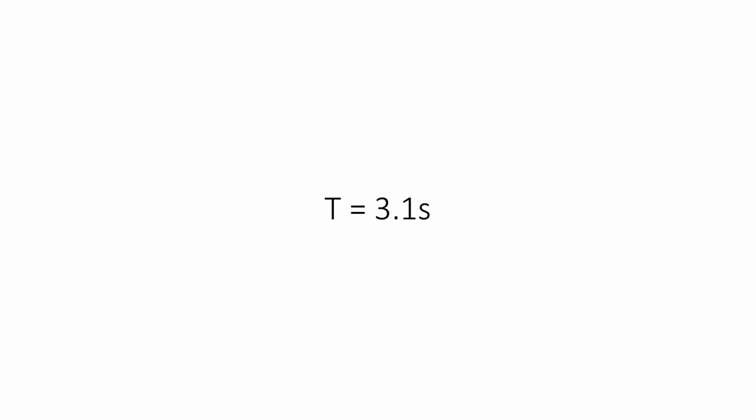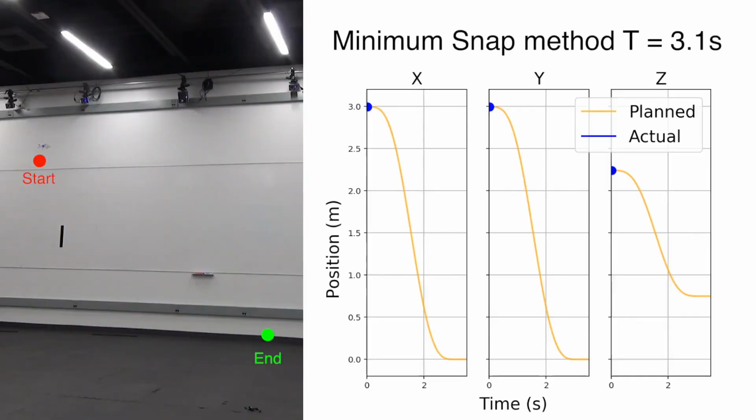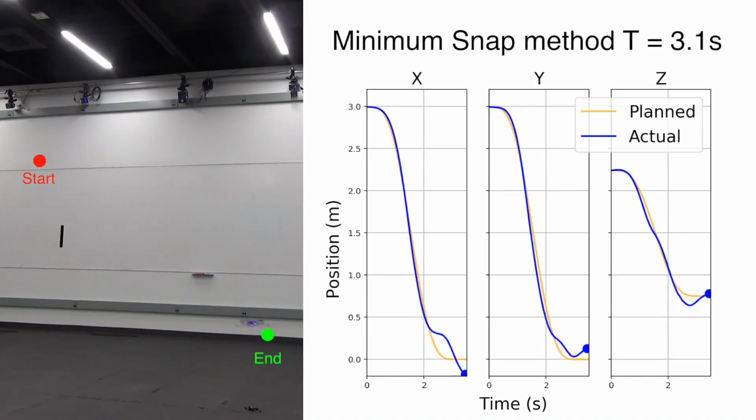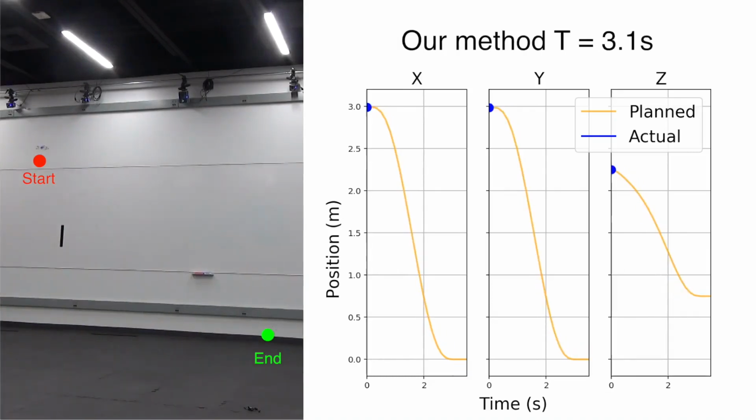When the duration is set to more than 3.1 seconds, the tracking controller is able to track trajectories from both methods. However, we can see the tracking error is larger on the minimum snap trajectory.